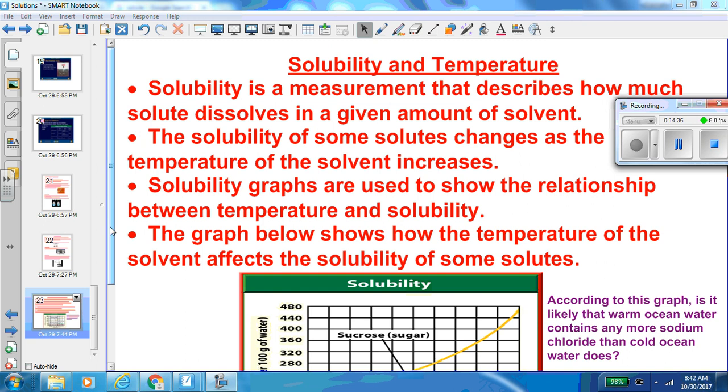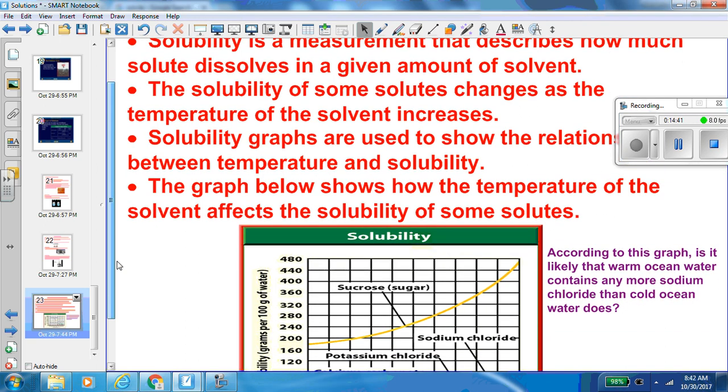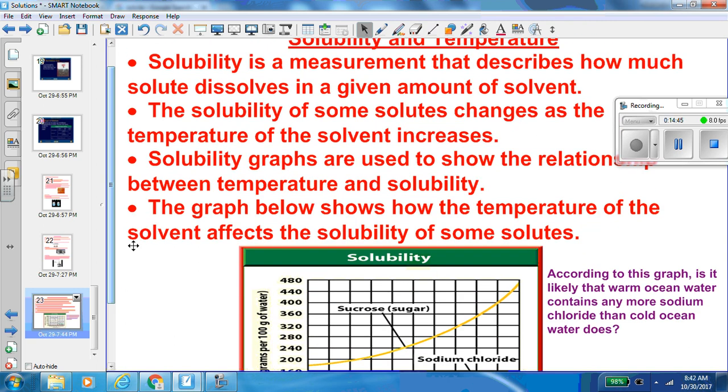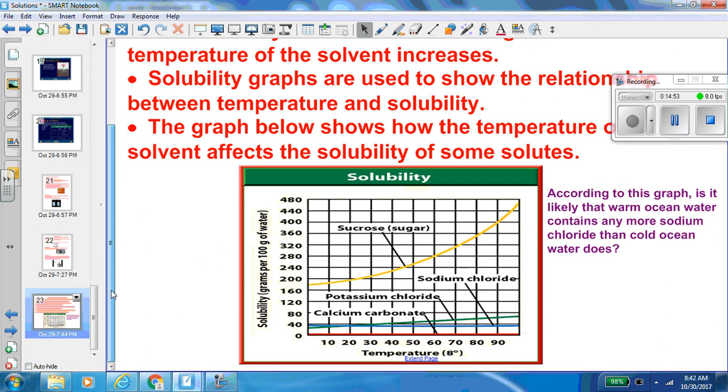So let's take a look at this graph below because it shows us how the temperature of the solvent affects the solubility of some solutes. And we're looking at how much we're putting in there compared to the temperature of the solvent. So for example, let's look at a line on this graph. According to this graph, is it likely that warm ocean water contains any more sodium chloride than cold ocean water does? Well, let's find the line that represents our salt water, because that's what ocean water is mainly a solution of. So if we look at this, it's the blue line.